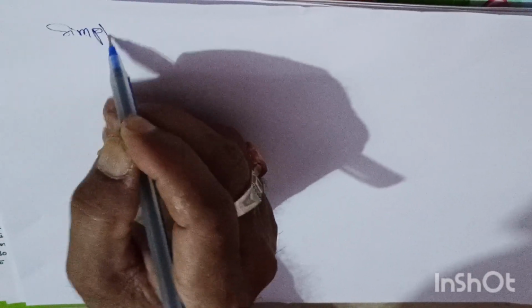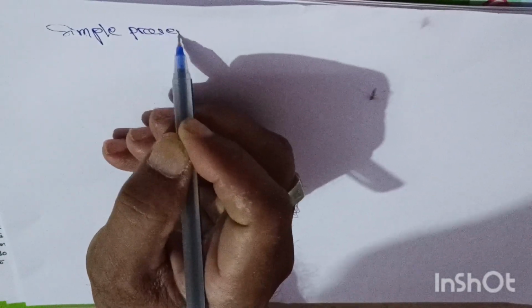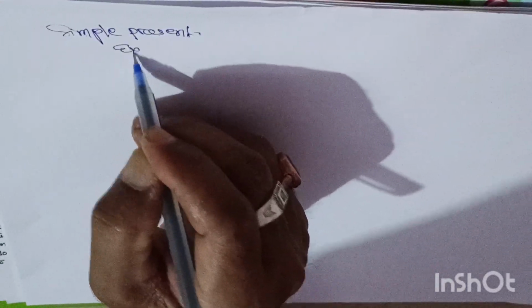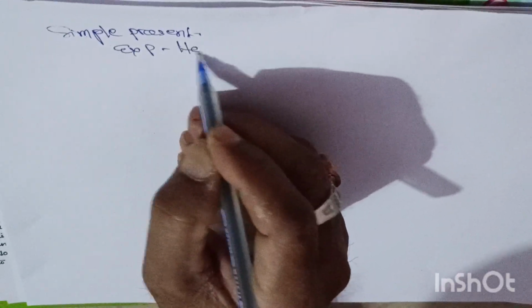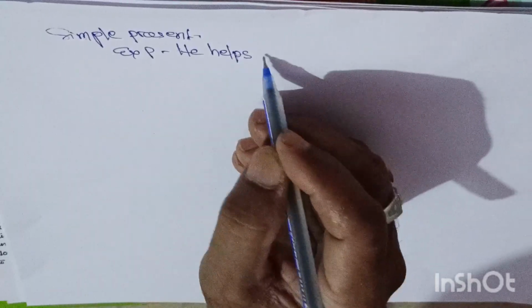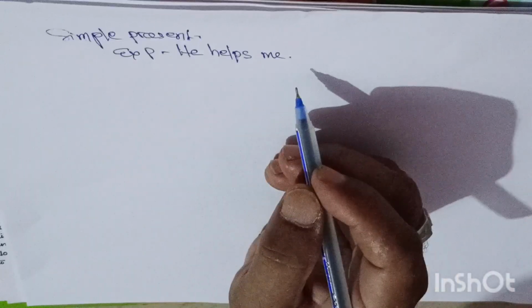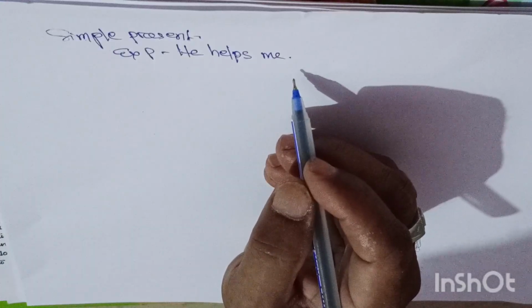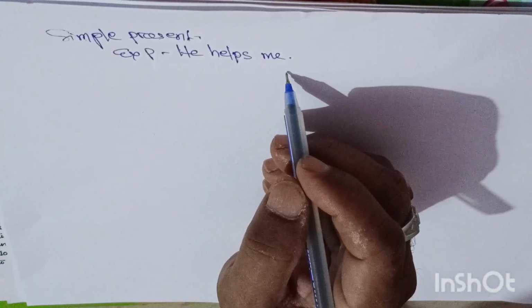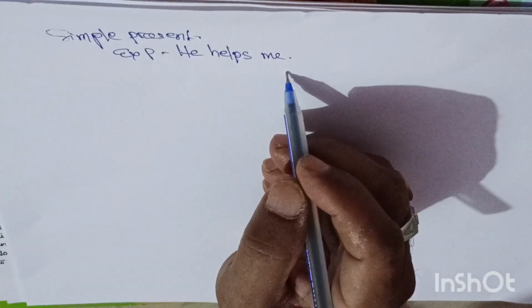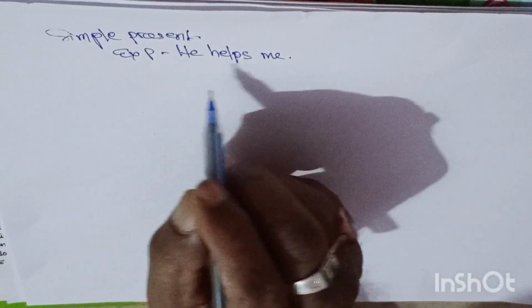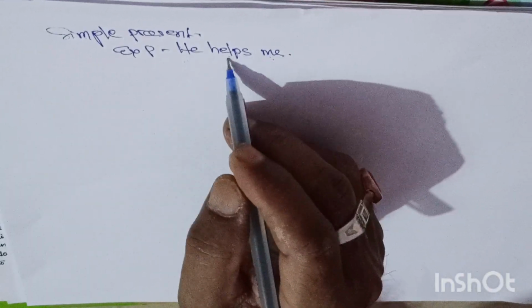First I am going to give some examples of simple present. Example: he helps me. Now we change it into passive. Here we remember those rules of how to change active to passive. Here, he helps me is the active voice, and that active voice is in present simple.